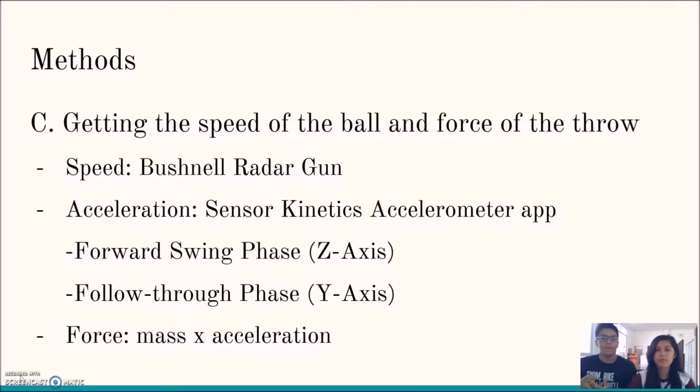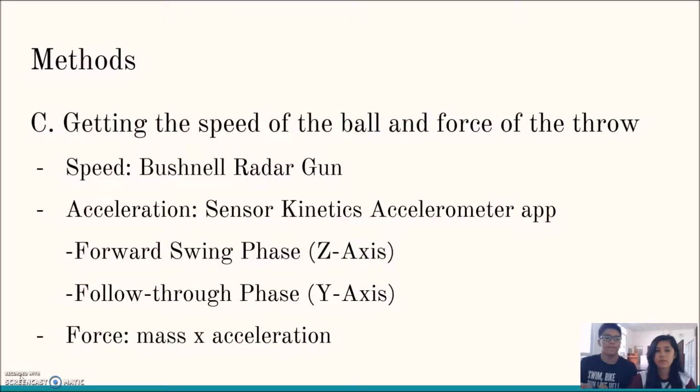Next is getting the force of the throw and the speed of the ball. So we used a Bushnell radar gun for this, and we took into account acceleration via the Sensor Kinetics accelerometer app. So we got the instantaneous acceleration during different phases of the penalty shot.